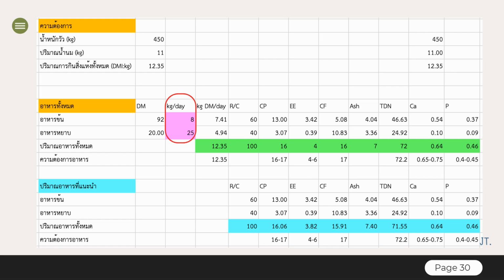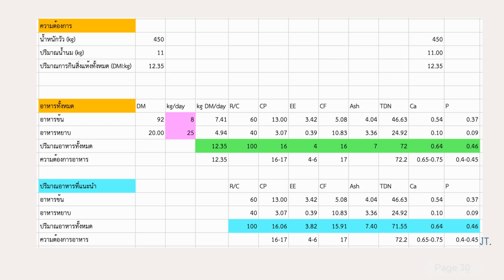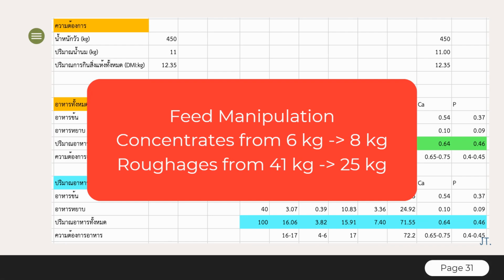This one is the recalculated formulation using the data from the green box. In order to solve for the amount of concentrate and roughage needed to meet the requirement at the cyan box, we have to calculate in reverse from here to here. Then given the amount of 8 kilograms of concentrate and 6 kilograms of roughage per day.